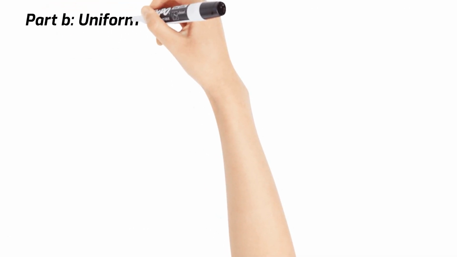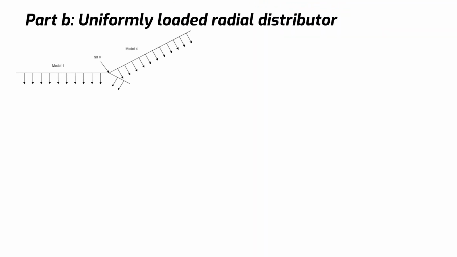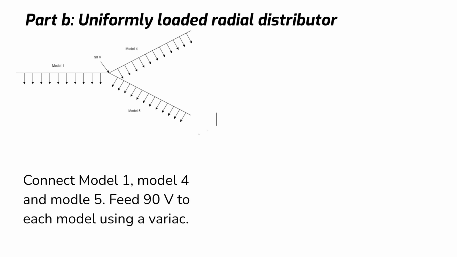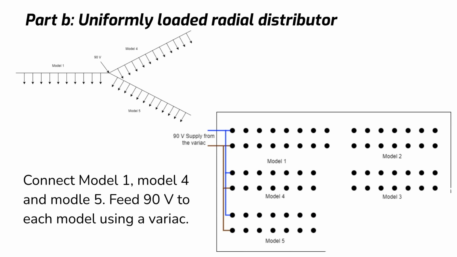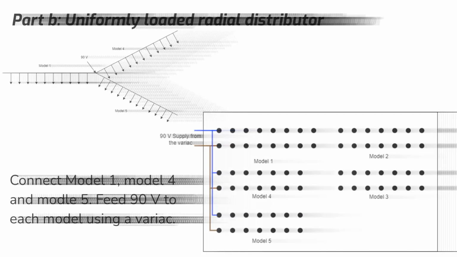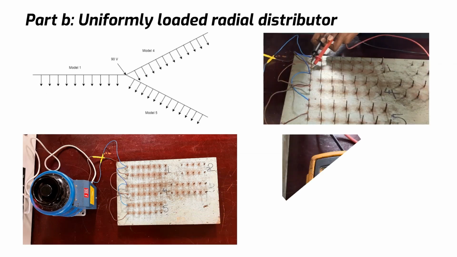Part B. Uniformly loaded radial distributor. Connect module 1, module 4 and module 5 and feed 90 volts to each module using a variac as shown in the figure. Measure the voltages at each section as previously. This is the physical arrangement of the uniformly loaded radial distributor.